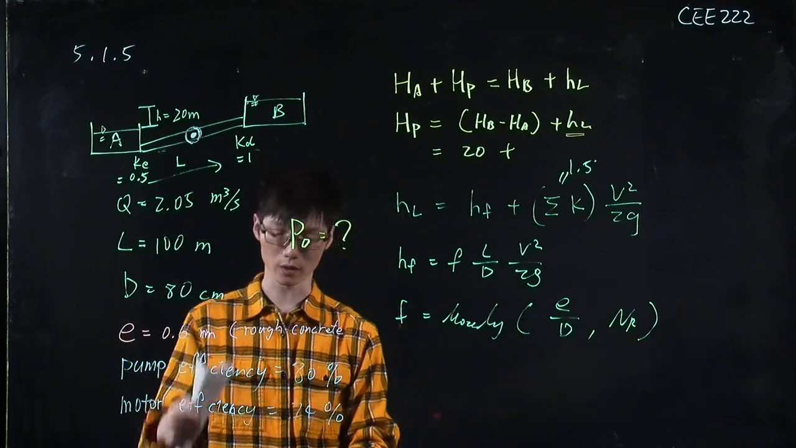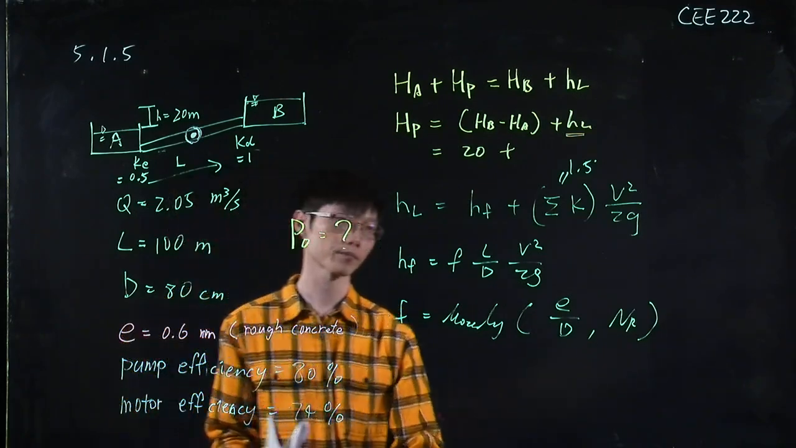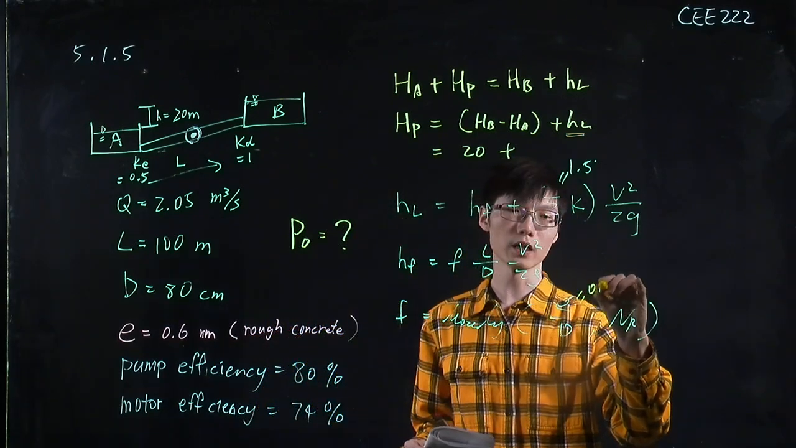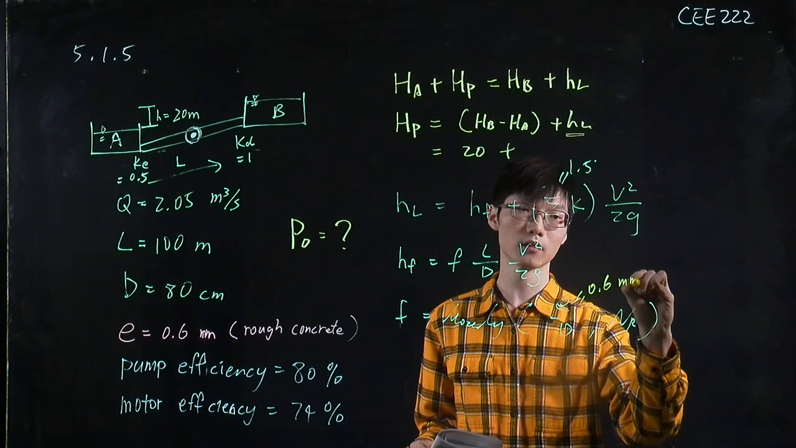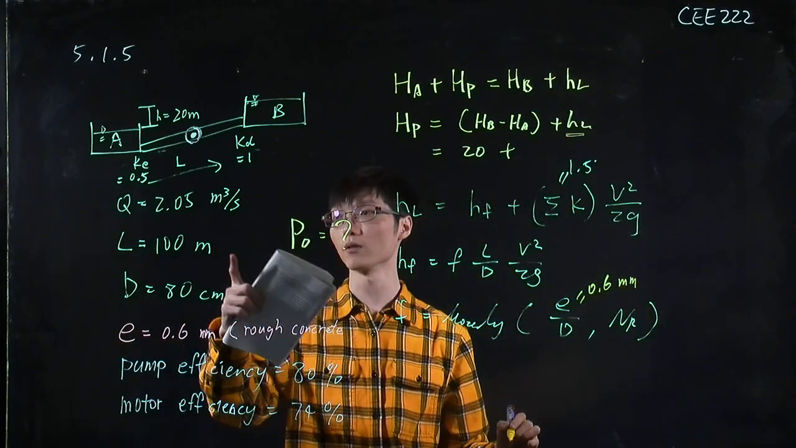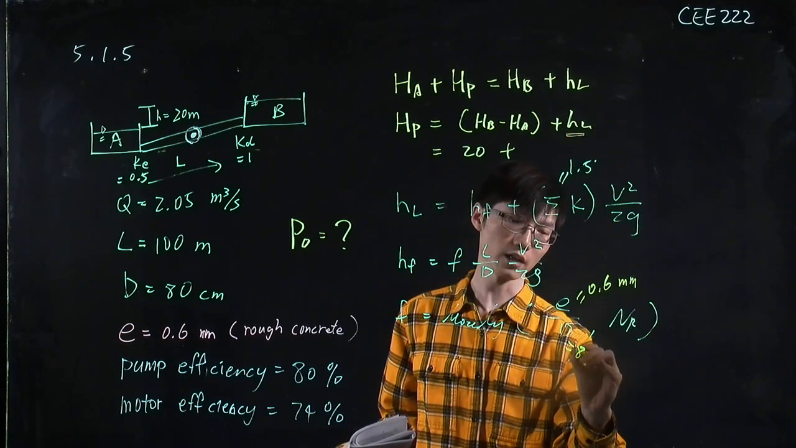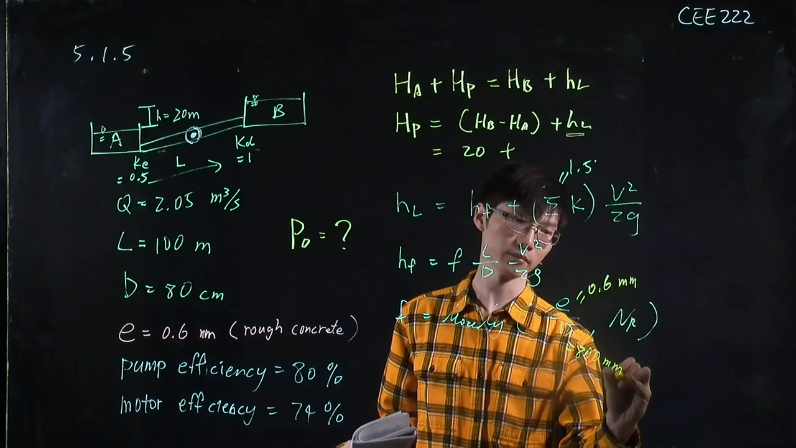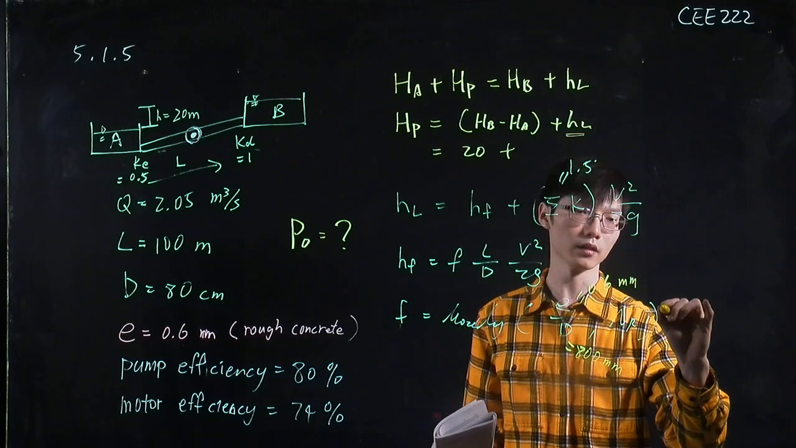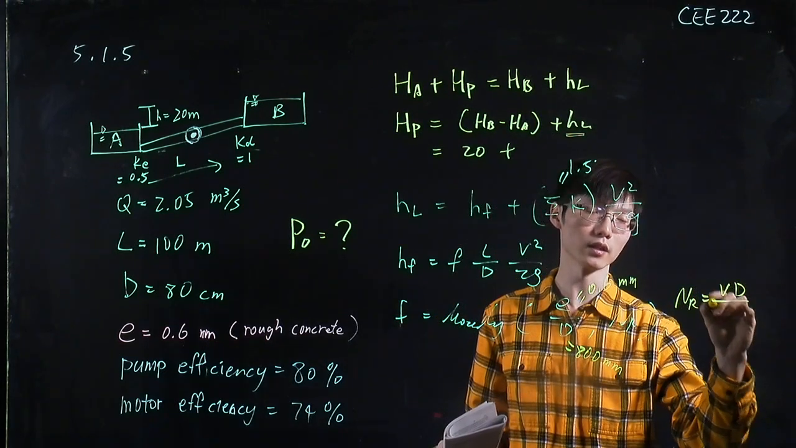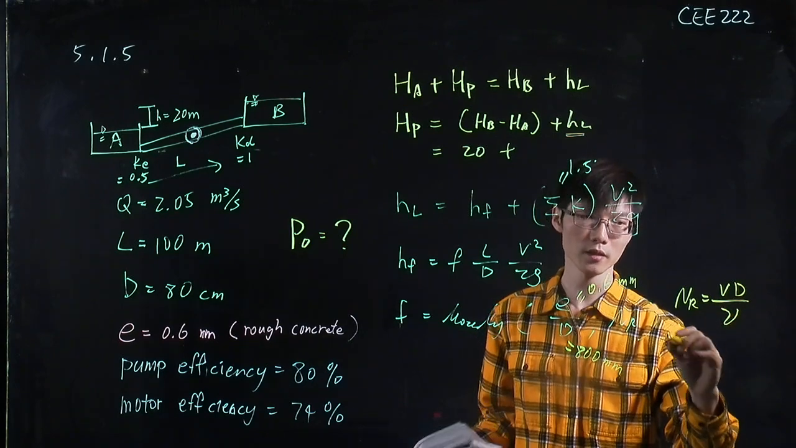You can find this value in the textbook. So that is 0.6 millimeter. And the diameter is equal to 80 centimeters, which is 800 millimeter. And the Reynolds number is equal to velocity times the diameter divided by the viscosity.